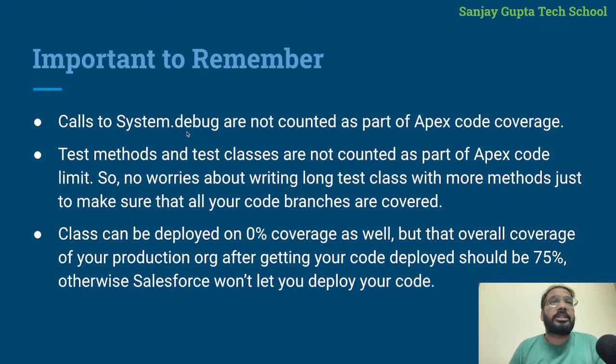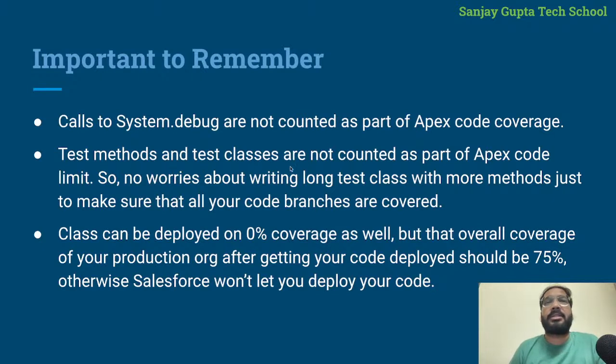Now, important to remember. So these are some important points that you can remember. Calls to system.debug are not counted as part of Apex code coverage. They are simply ignored. And generally, when we write any Apex class, we use system.debug for testing purposes, to check whether a particular variable has some values or not. So if you have implemented your code completely, then you can just remove all the system.debugs from your code. It is part of best practice. Don't have any system.debug in your code, right?